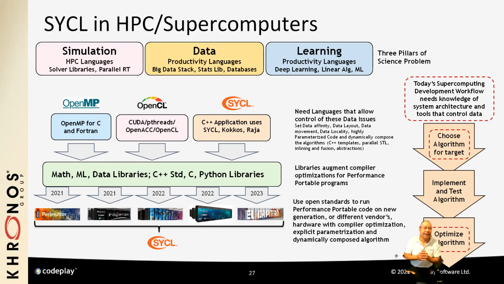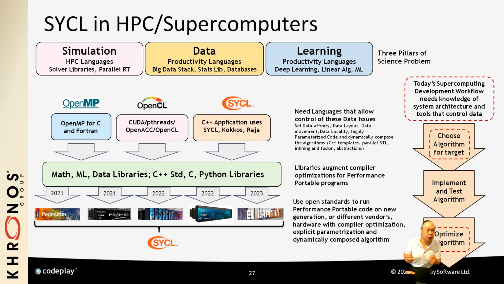So SYCL and the other C++ frameworks enable this parameterization and dynamically configure algorithms through C++ capabilities like templates and inlining. 2, you would implement and test the algorithm. And 3, you would optimize the algorithm. Now, traditionally, this was the only step that needed architecture and tool knowledge. Not anymore. Now you have to have that knowledge in step 1 when you're choosing that algorithm. And you now need something like SYCL or C++ based frameworks to be able to dynamically parameterize and adjust that algorithm.